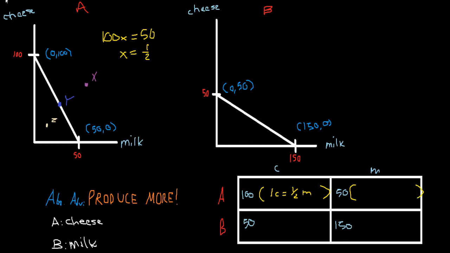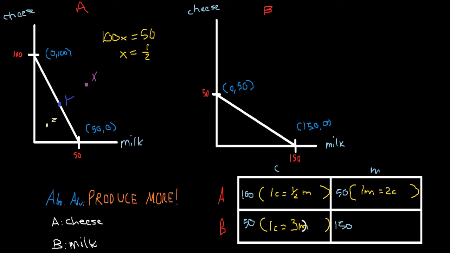All right, and then conversely, every milk you make gives up how much cheese? So 50x equals 100. Well, x is going to be 2. So 1 milk equals 2 cheese. Okay? So now let's do that for B. So B can make 50 cheese or 150 milk. So 50x equals 150. So 1 cheese equals 3 milk.